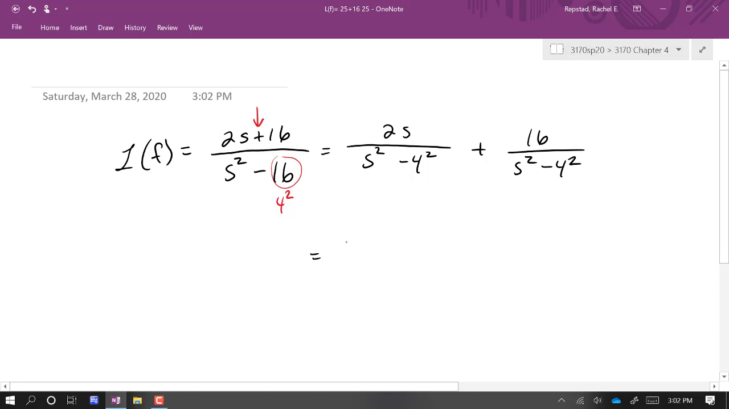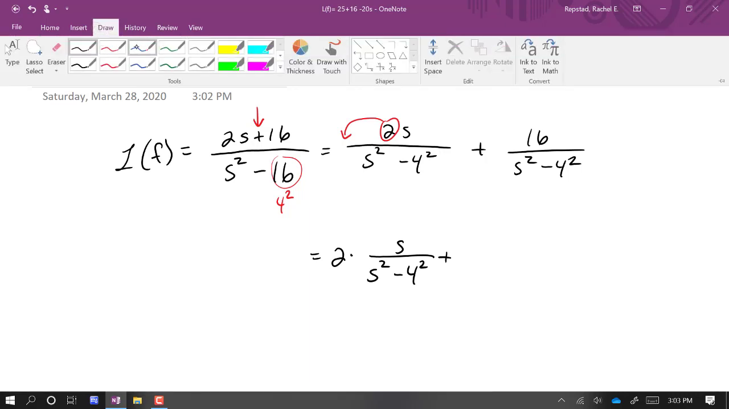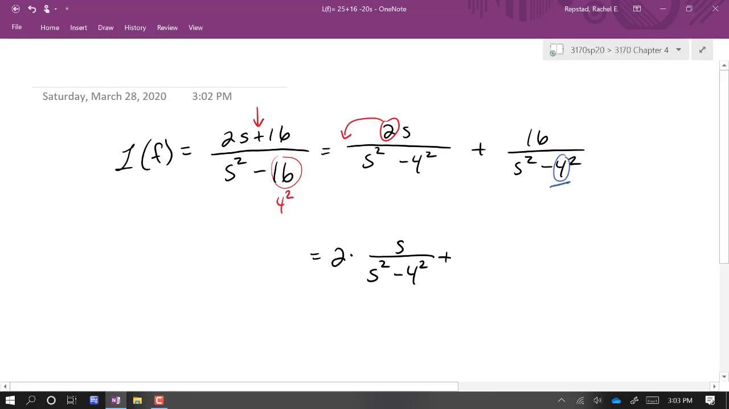We're not quite done. In order to fit that form in the table, I just want a plain old s up here and not the 2, so I'm going to pull out this factor of 2. 2 times s over s squared minus 4 squared plus. And for the other one, if I have a constant up there, I want that constant to match this constant. I want that to be a 4. So I'm going to pull out a factor of 4. 4 times 4 over s squared minus 4 squared. So this is L of f.